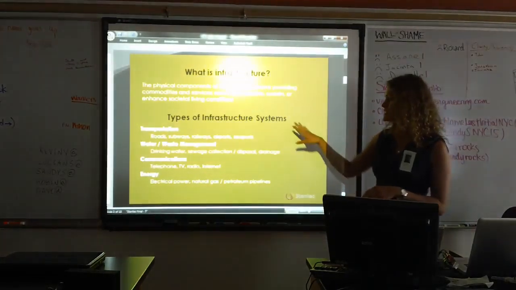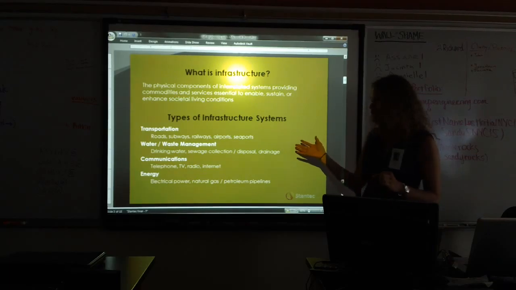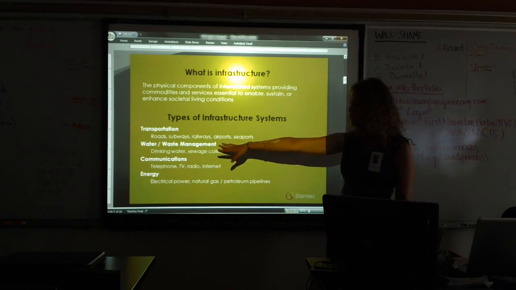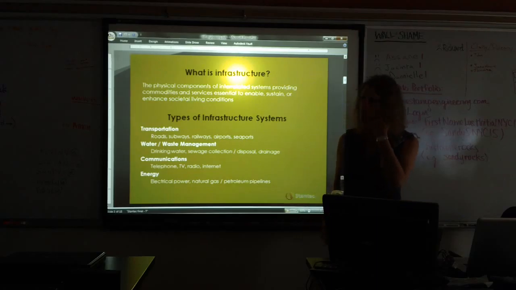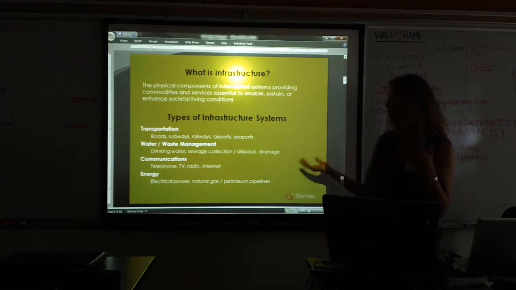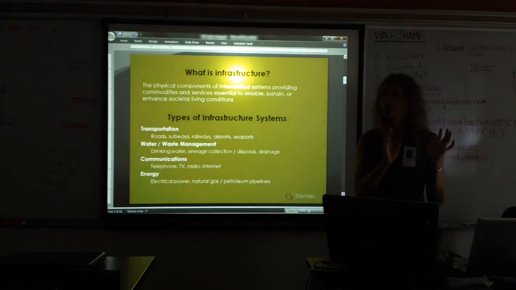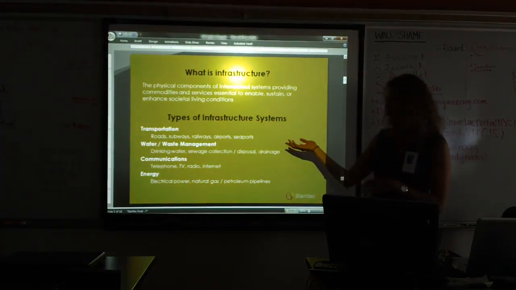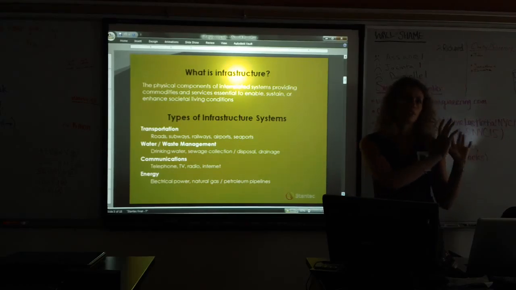So I broke it down a little bit more into something that's a little bit more understandable. So these are a list of different types of infrastructure. And I think you guys have heard of some of them, or most of them. So these are the different sections of infrastructure. We have transportation, water and waste management, communications, and energy. So types of transportation infrastructure are like roadways, railways, subways, airports, things that you guys use every day. And it helps you or the commodity get from point A to point B. That's what transportation does.